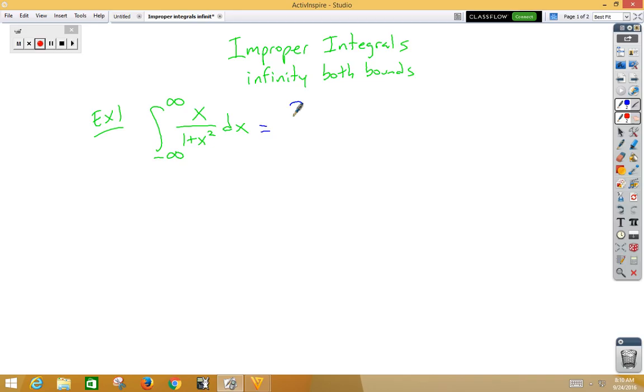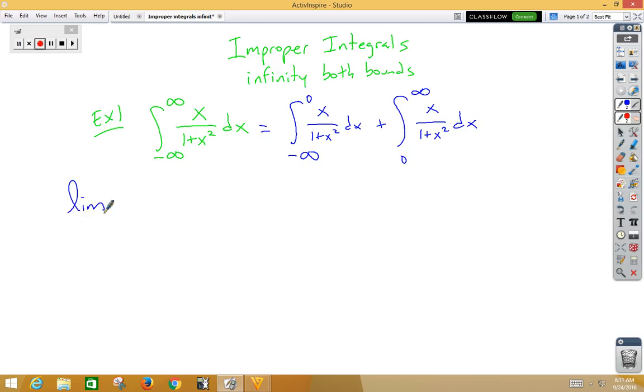So let's start off by rewriting this as the integral from negative infinity to 0 of x over 1 plus x squared dx, plus the integral from 0 to positive infinity of x over 1 plus x squared dx. Now, in this case, as we take the limit, if either one of these diverges, then the entire problem diverges. Let's start with the left side and see what happens.